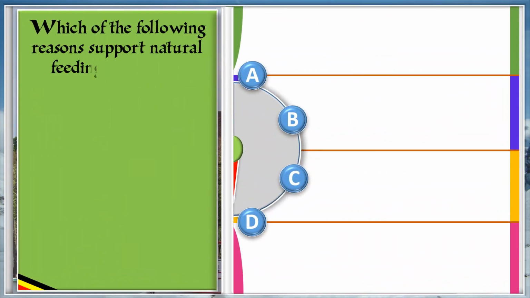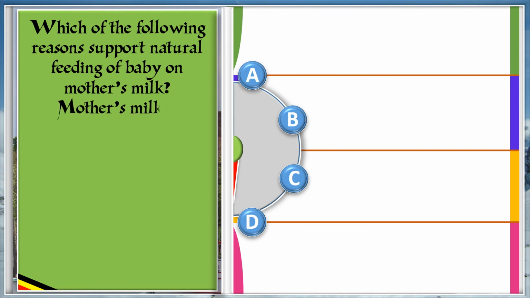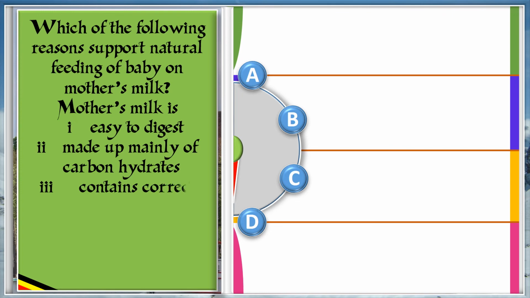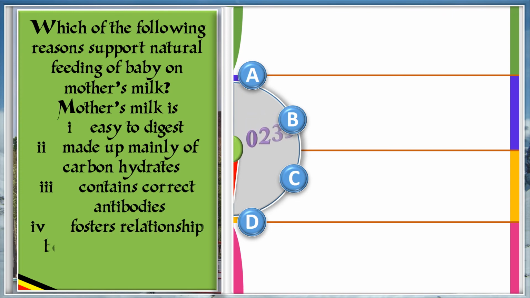Which of the following reasons support natural feeding of baby on mother's milk? Mother's milk is 1. Easy to digest. 2. Made up mainly of carbohydrates. 3. Contains correct antibodies. 4. Fosters relationship between mother and baby.